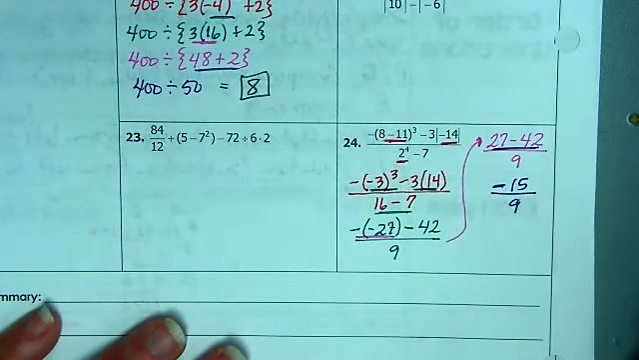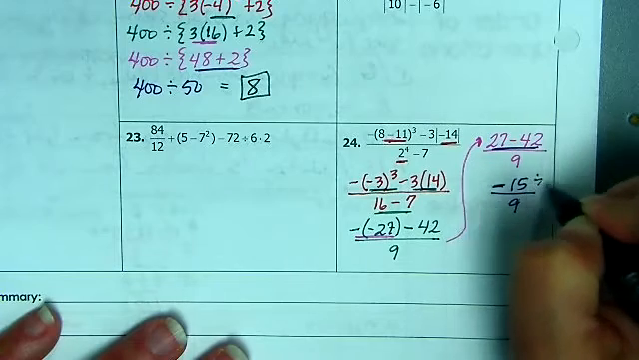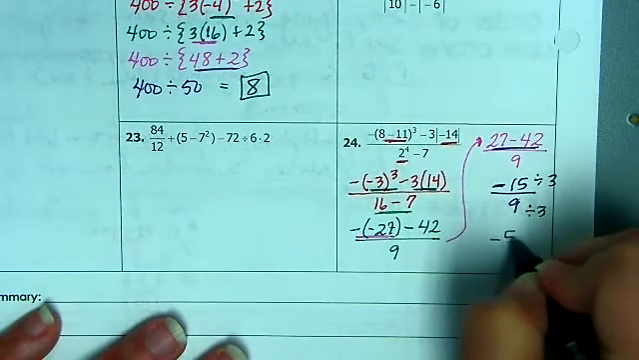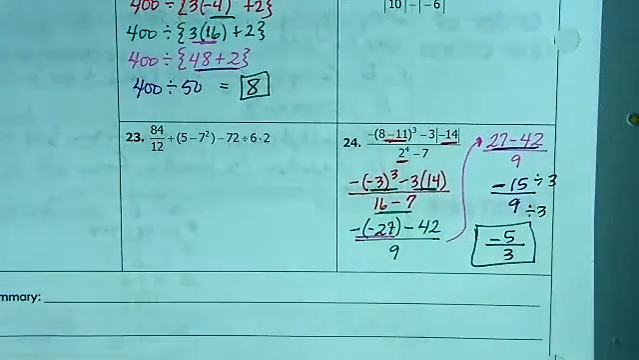But wait a minute. If I do that division, that doesn't equal a whole number. I'm going to write that as the fraction. So I'm going to just simplify. I can divide by 3 to both, and that's going to give me negative 5/3. Write it as the fraction.